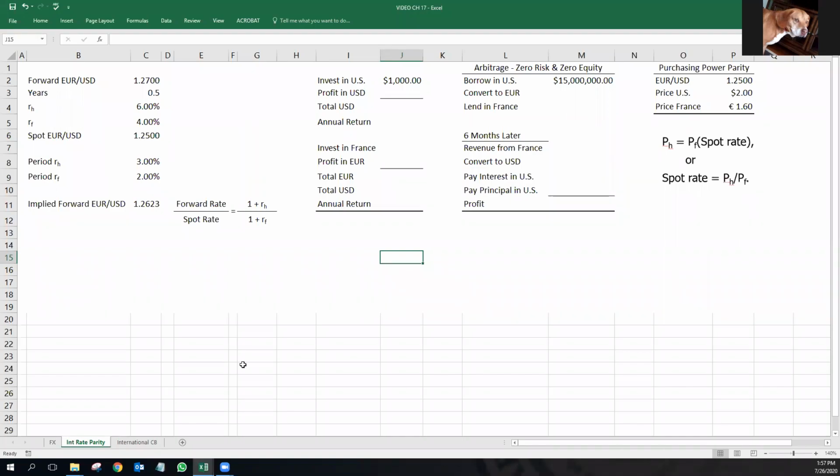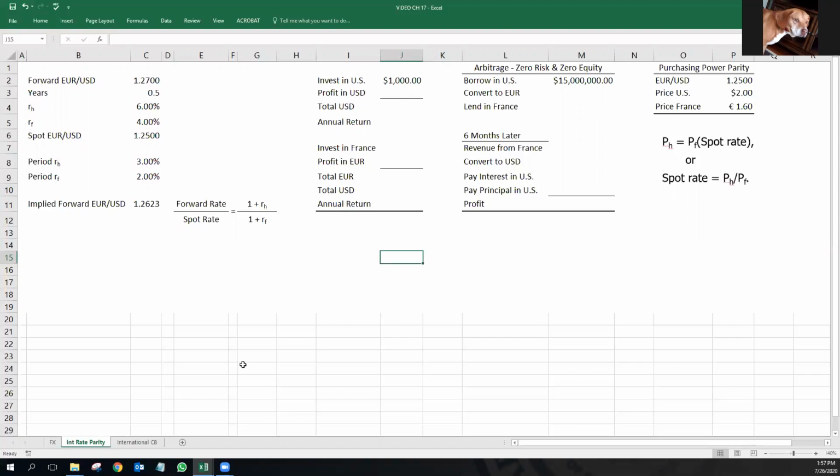Ladies and gentlemen, in this video, we are going to talk about interest rate parity. Generally speaking, it's about foreign exchange and interest rates between countries. There's this balance, this matching that happens, between the difference in interest rates and the difference in foreign exchange. As one moves, the other one moves along with it.